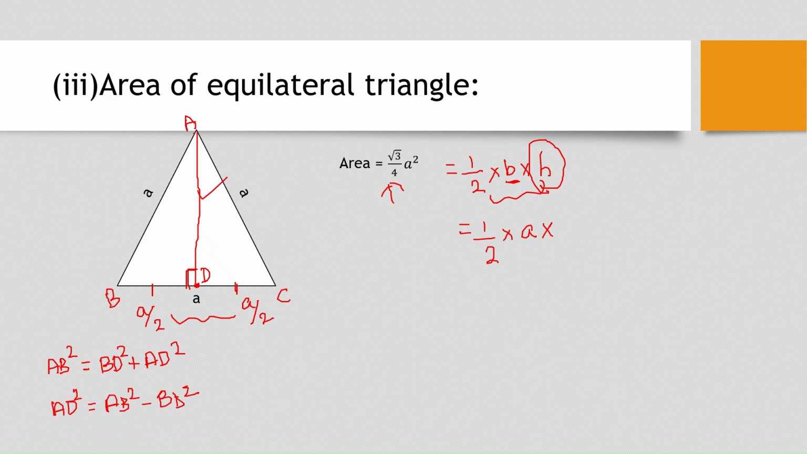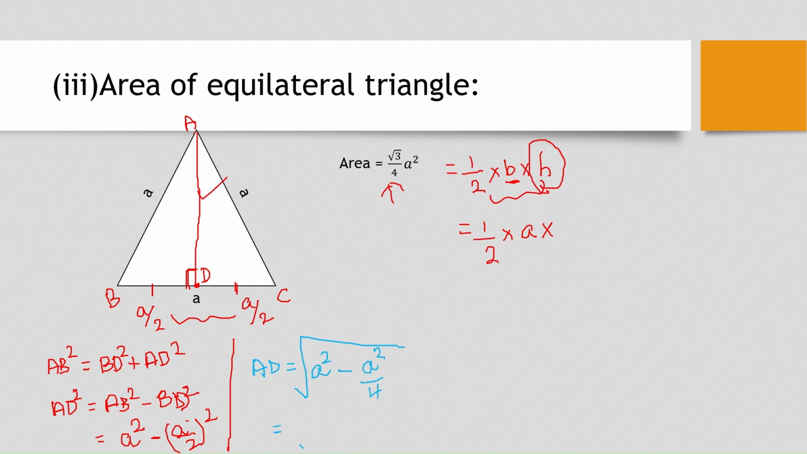Now, this is D. We are going to find what AB is. It's nothing but A. So it's A square minus BD, which is A by 2, the whole square. Now we still need to simplify. I need to find AD, so I take the square root on the other side. So this is A square minus A square by 4.